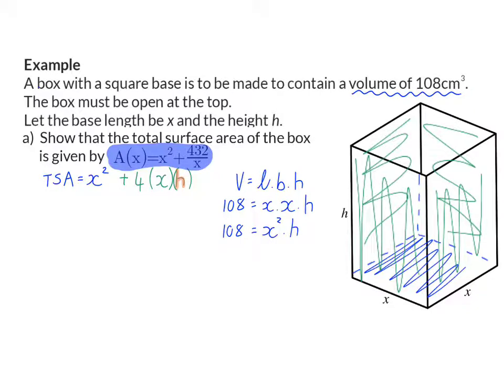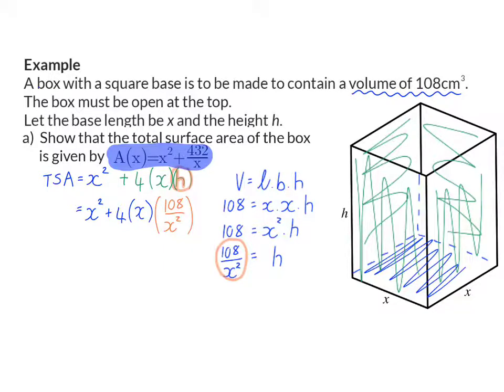And we want to substitute the h in our total surface area formula in terms of x. So we are going to get h alone. And this will be done by dividing the left-hand side by x squared. And now I'm going to take this formula and substitute it into my left-hand formula. So in the place of h, I'm now going to have 108 over x squared.